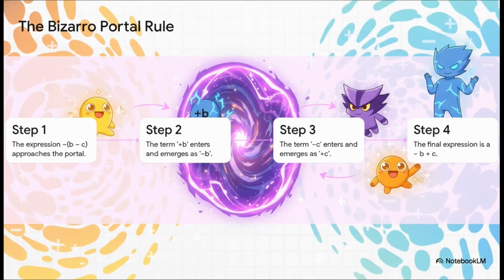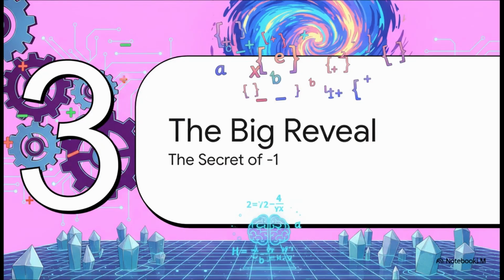I just love how this visualizes the process. You can literally picture each term walking up to the portal one by one. The positive b goes in and comes out as a negative b. The negative c goes in and emerges as a positive c. Everything gets inverted. It's a complete sign flip. Okay, so the Bizarro Portal is a great mental shortcut for sure.